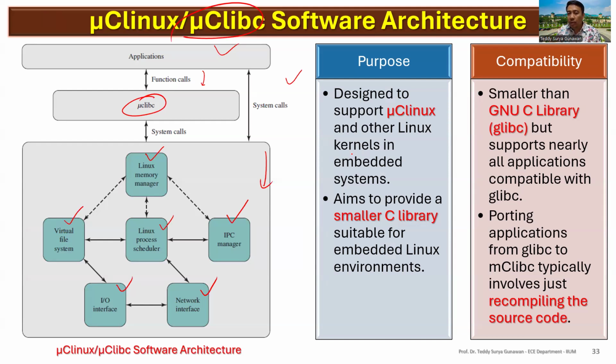The aim of uClibc, as the name implies, is a smaller version of libc, a smaller C library. This is a small C library suitable for embedded Linux environments. It is smaller than GNU C. Porting applications from glibc to uClibc is just recompiling the source code. You just recompile the source code, then you can have your application. It's as simple as that.